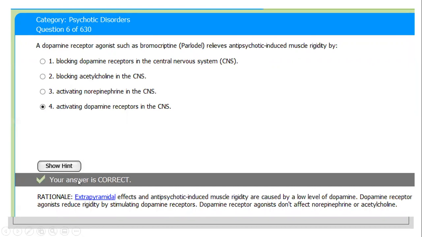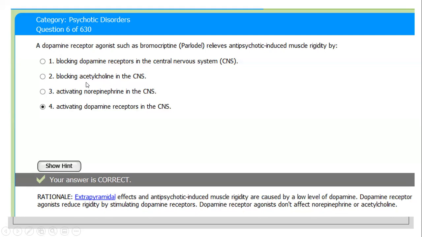What is their explanation? They said extrapyramidal effect and antipsychotic-induced muscle rigidity can be caused by a low level of dopamine. And bromocriptine, a dopamine receptor agonist, reduces the rigidity. What rigidity? Muscle rigidity, by stimulating the dopamine receptor. And a dopamine receptor agonist does not affect norepinephrine or acetylcholine.